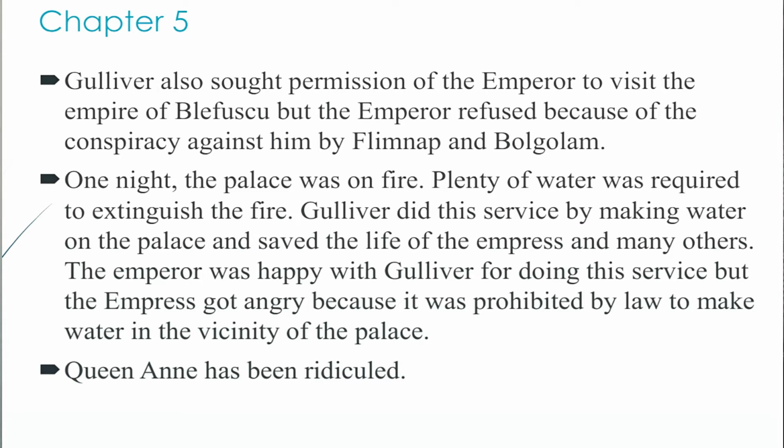Well, here Gulliver wants to leave for Blefuscu. He asks permission of the emperor, but he is not given the permission because there is a conspiracy against him. Well, you can see that in the land where the people of 6 inches height live, they are always involved in conspiracies. They are always involved in creating plots against each other.